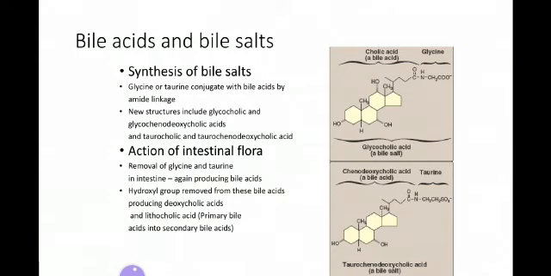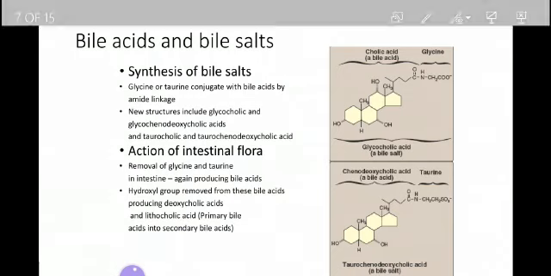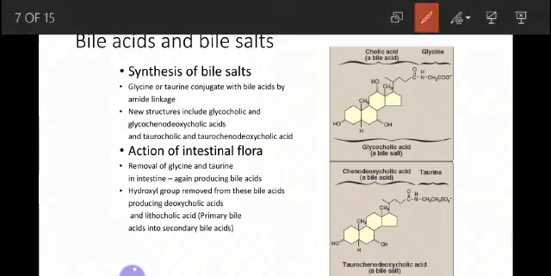These are a few points which I have told you already: glycine and taurine conjugate with the bile acids with an amide linkage, and new structures are formed. They are glycocholic acid, glycochenodeoxycholic acid, taurocholic acid, and taurochenodeoxycholic acid. And also, when they are removed in the intestine by the intestinal flora, they will lead to the formation of secondary bile acids.